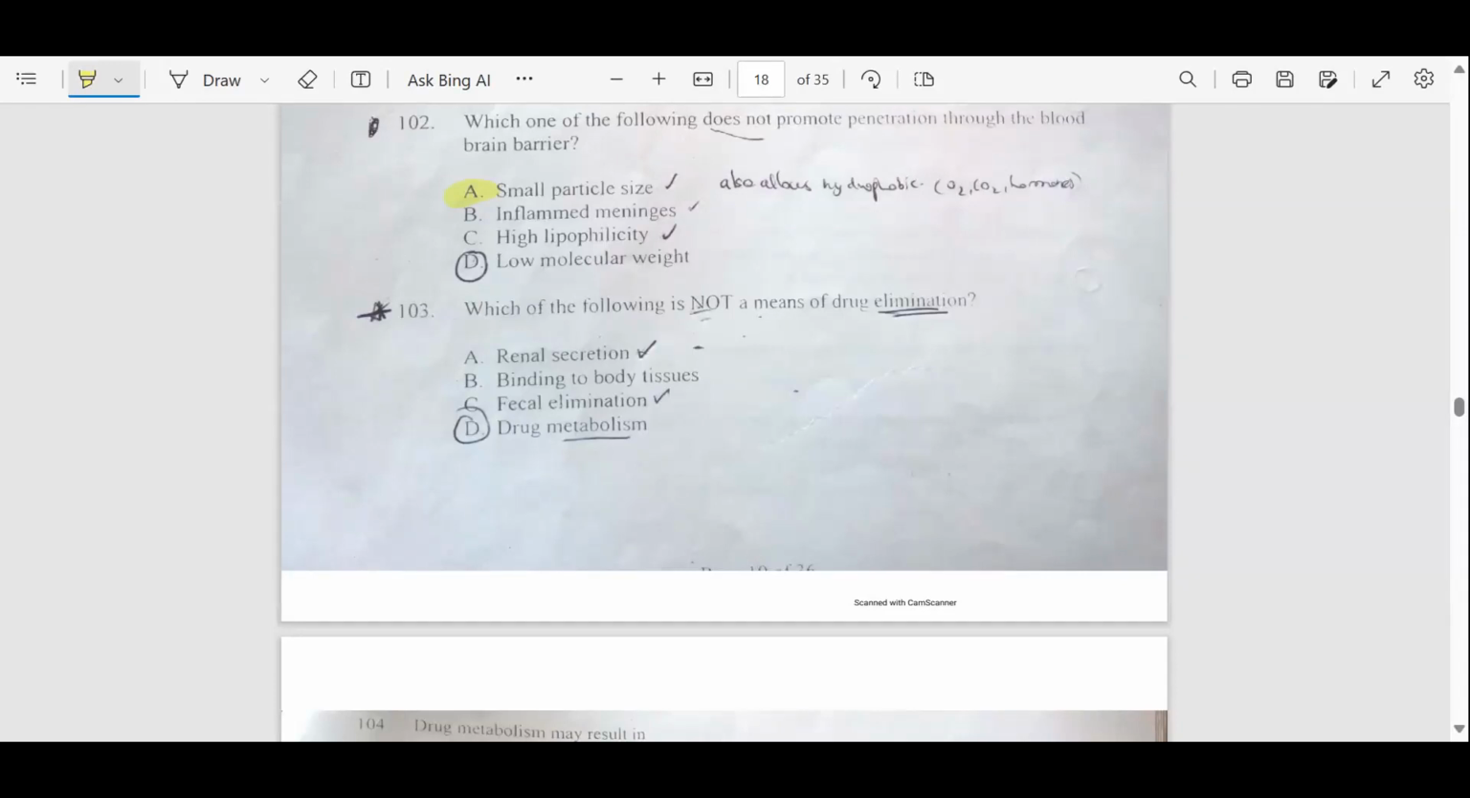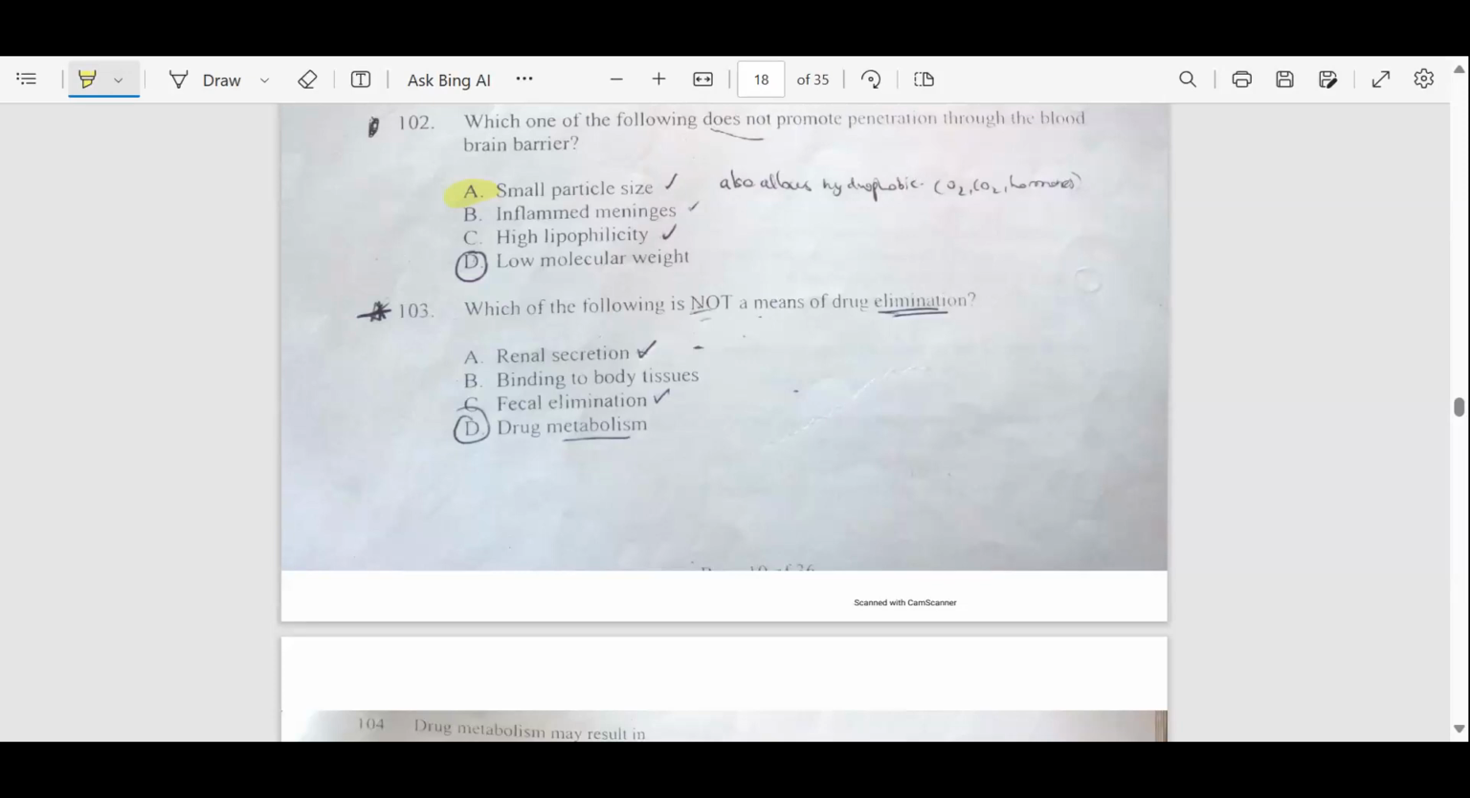So choice B is saying that it's eliminated because the BBB is vulnerable due to meningitis. So it is eliminated. So I guess you can go with the small particle size because you've seen the molecular weight and also lipophilicity. Lipophilicity is one of the factors.